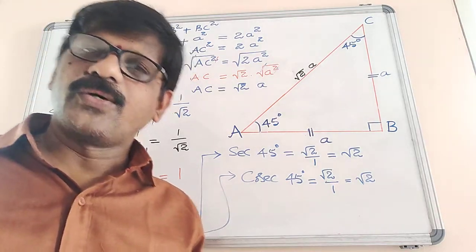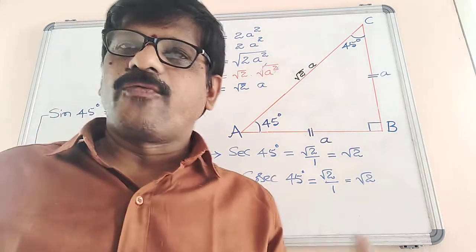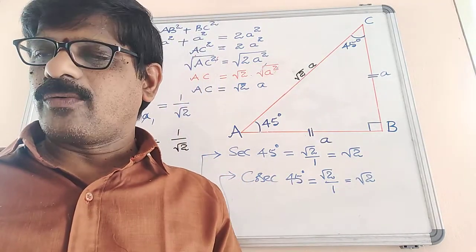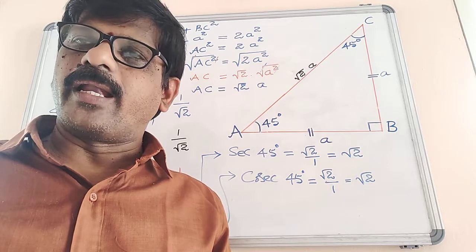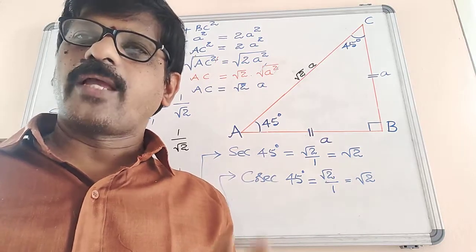Clear? So, thanking you one and all. So 45 degrees is completed. In the next class we have to find 30 degrees and 60 degrees. Okay? Thanking you one and all.